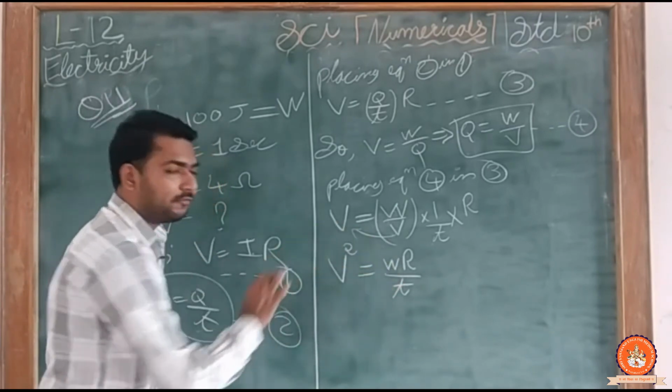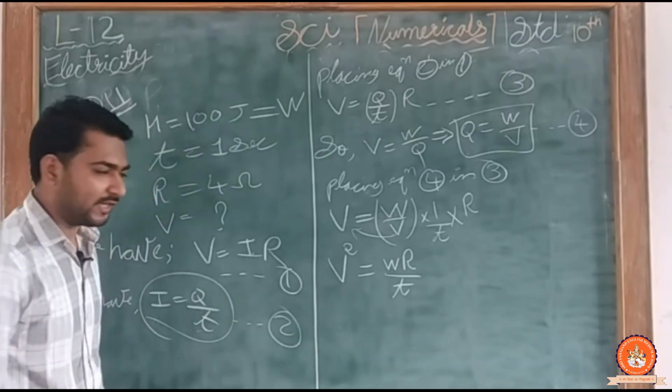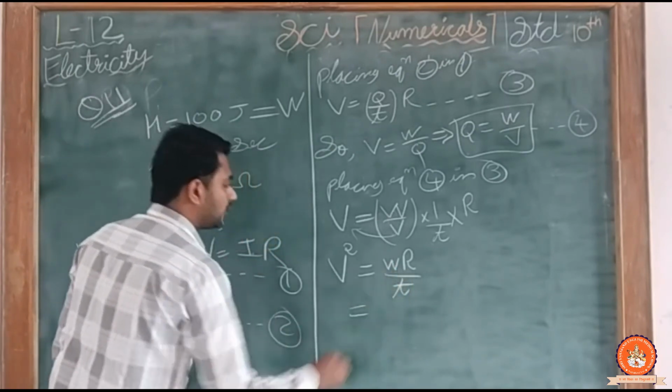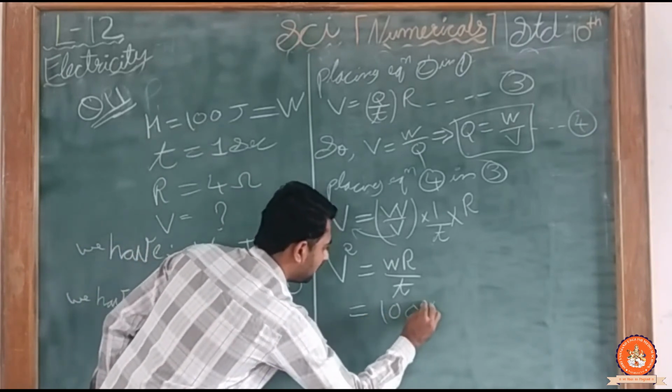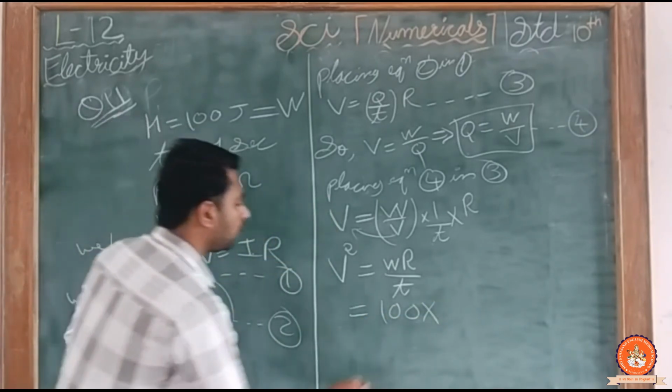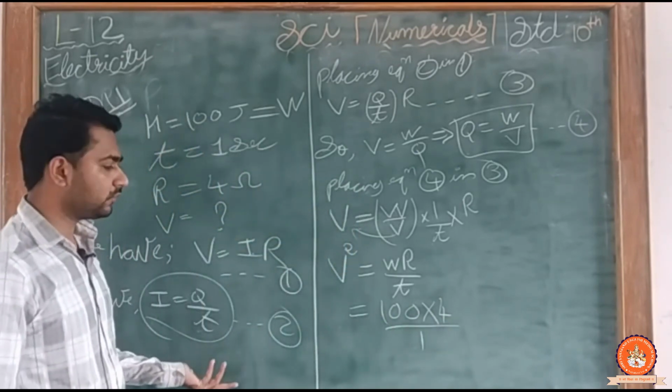Now we have all the values. And we have to find the voltage V. Let's start. So W is equal to 100 joule. Okay, 100 joule multiply by resistance. How many we have? 4 ohm. Okay, 4 divided by 1. Nothing happens, it is very simple.